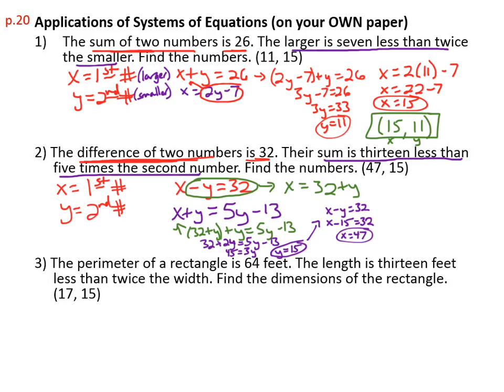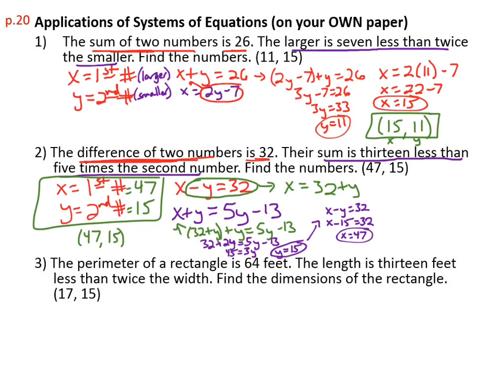So there's my solution. That first number was 47, and my second number was 15. Or you can write it as the ordered pair (47, 15). And again, going back and checking, it does work. We can say our 47 plus the 15 is going to be equal to 5 times that 15 minus 13. It does work for both equations.